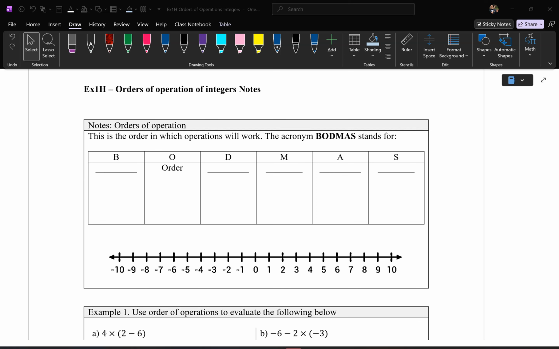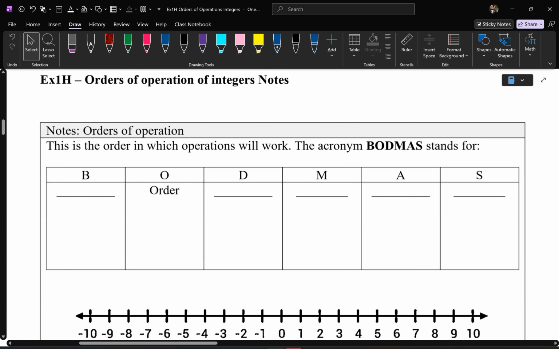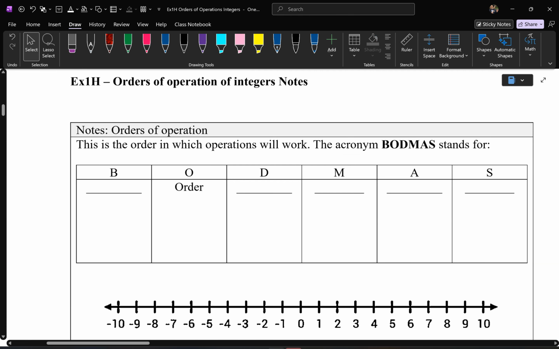All right, today's going to be less theory. It's just a bit of revision on the order of operations, and then I'm just going to do some examples so you get a vibe of it. Okay, so let's go through again: BODMAS or BIDMAS that you may have learnt.